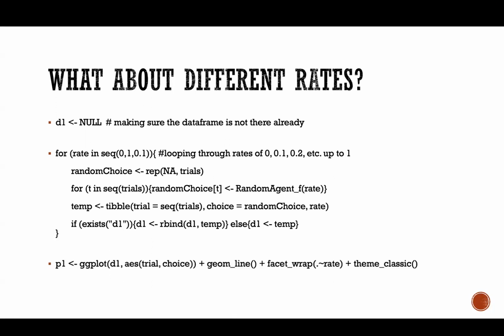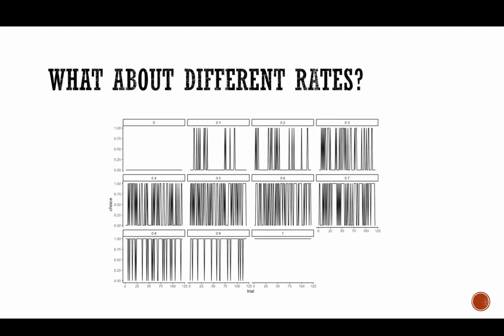Good. Then we do ggplot, where we use that overall table, trial on the x-axis, choice on the y-axis, geom line, and then we create separate facets per each rate so we can see what's the impact of choosing a different rate. Theme classic. We visualize it, and this is how it looks. Anybody wants to comment before we take a break?